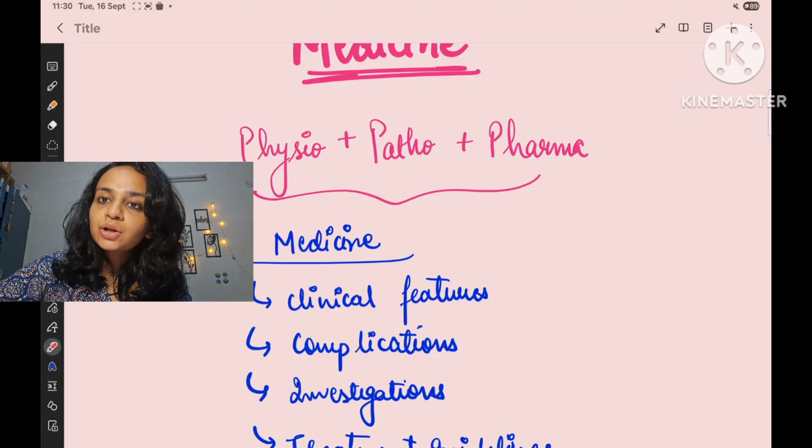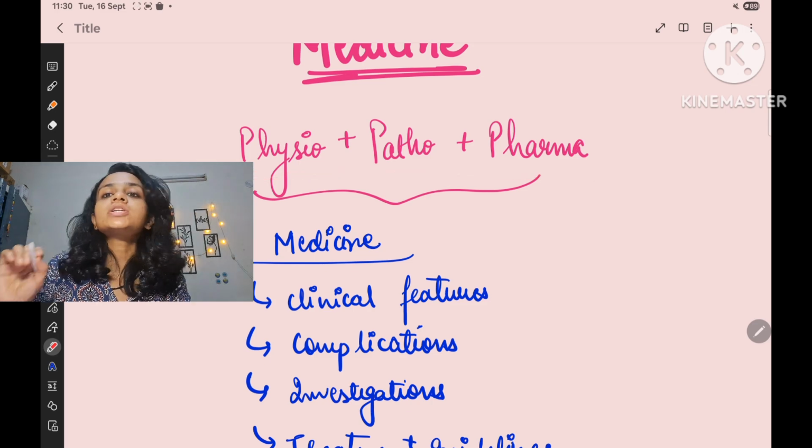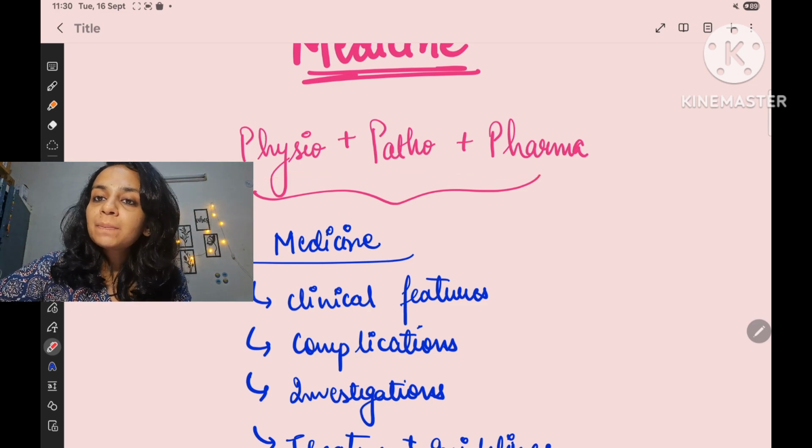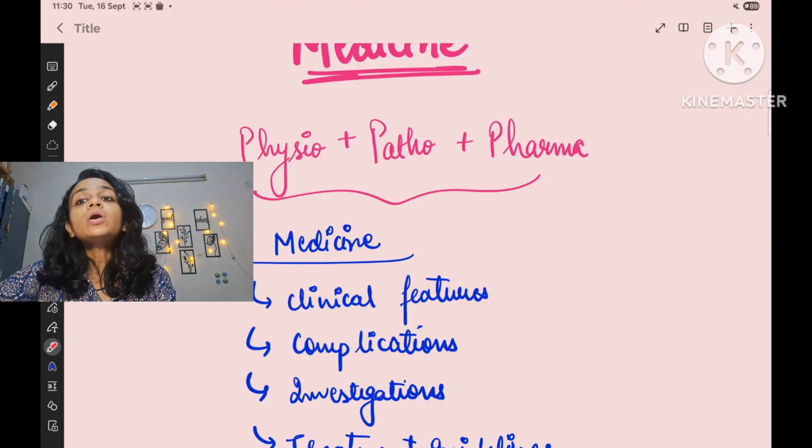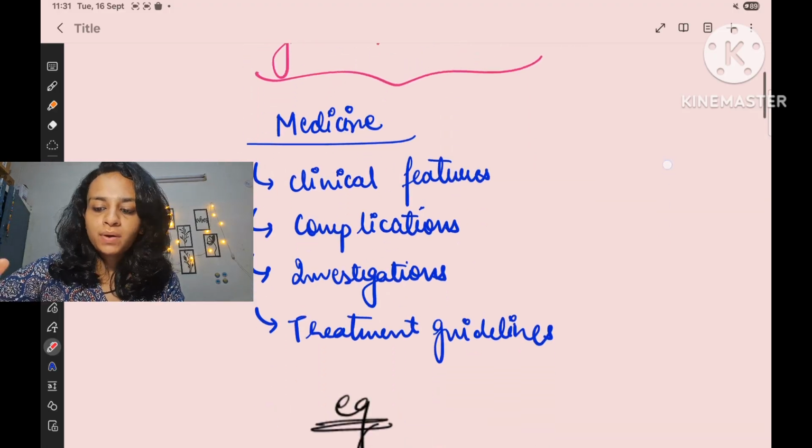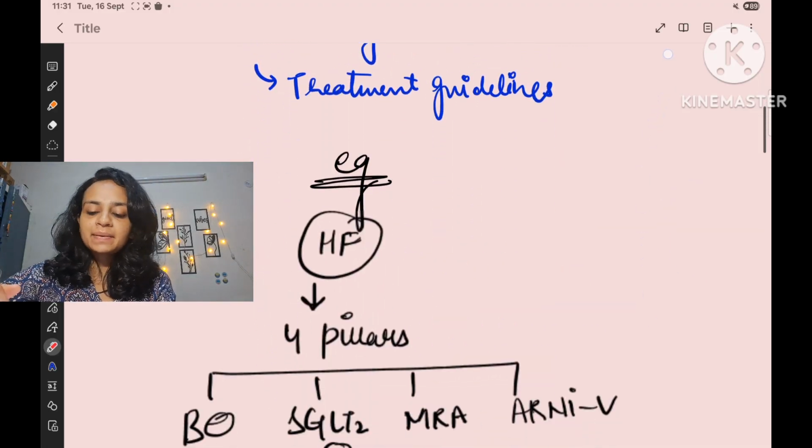So make sure that your basics of these 3 subjects are strong, so that you can directly skip all the topics and then directly come on to the clinical features in medicine. So a lot of time has been saved on your part. Now I'll take an example.